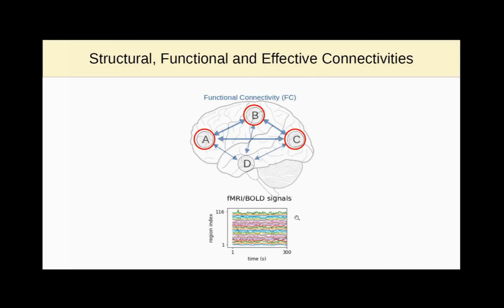And so as you may know, functional connectivity is a measure of the statistical dependencies between the activity of different brain regions. So for example, here as a sketch, we've got 4 different regions that exhibit some strong functional connectivity. So for example, some strong correlation or synchronization between regions A, B, and C.